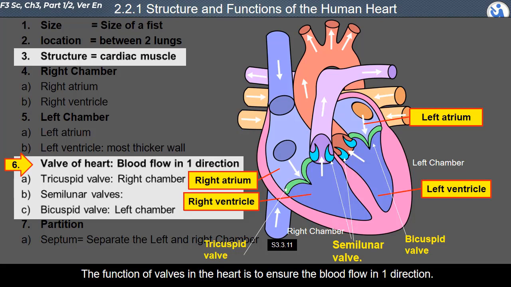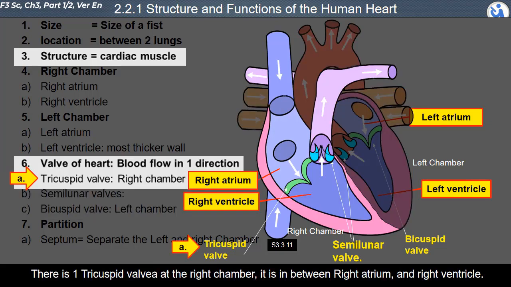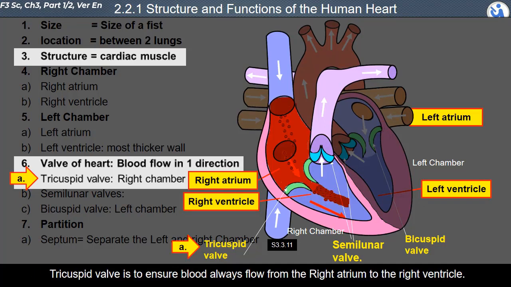The function of valves in the heart is to ensure the blood flows in one direction. Valves will open to allow blood to flow through, and close to block the reverse flow of the blood. There is one tricuspid valve at the right chamber. It is in between the right atrium and the right ventricle. The tricuspid valve ensures blood always flows from the right atrium to the right ventricle.